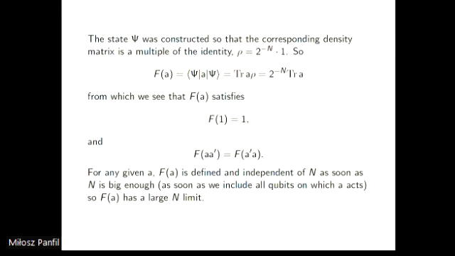The state psi was constructed so its density matrix is a multiple of the identity, 2 to the minus n times the identity. So f of A is actually the trace of A times the density matrix, or 2 to the minus n times the trace of A. From which you can see that f of 1 is 1, and that f of A prime A is f of A A prime, because they're both multiples of the trace of A prime A. Well, as I said, for any given A, f of A is defined and independent of n as soon as n is big enough. So f of A has a large n limit. It has a limit for an infinite system.